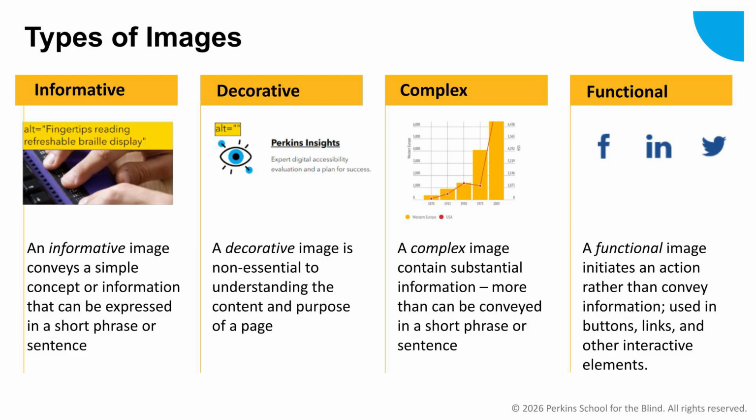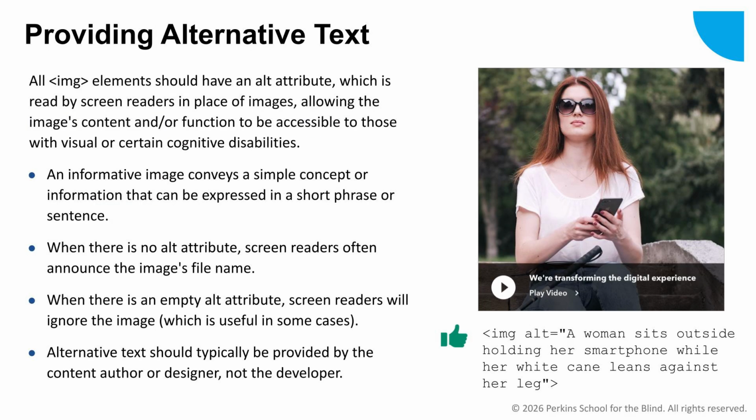The third is a complex image. Complex images contain substantial information, more than can be conveyed in a short phrase or sentence. The example we have here is a chart, which could even be an interactive chart. And the last type is a functional image. A functional image initiates an action rather than conveying information, such as a button, a link, or some other interactive element.